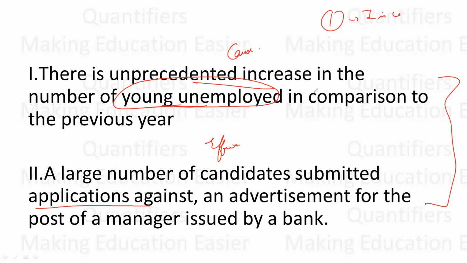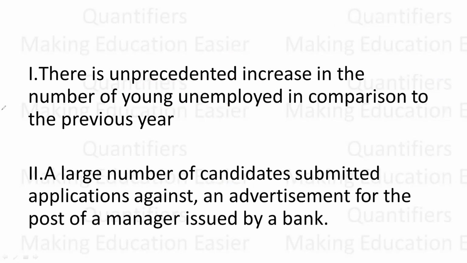Now, why is the second an effect and why is one a cause? There is an unprecedented increase in the number of young unemployed. So a large number of young people are unemployed, as a result of which a large number of candidates submitted applications against an advertisement for the post of a manager issued by a bank. So we can safely say that one is the cause and second is the effect of it. So first of all, try to figure out if there is any kind of relationship between one and two, because ideally the answer lies between one is the cause and second is effect, or second is the cause and one is effect.